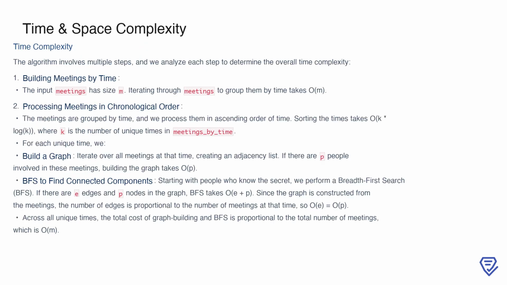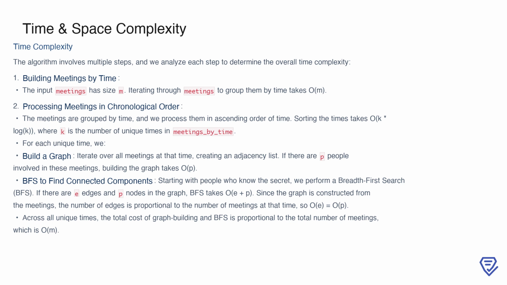To analyze the time complexity of the algorithm, we start by considering the different steps involved. First, we group the input meetings, which has a size of m, by their time. This step involves iterating through the meetings and takes m time. Next, we process these grouped meetings in chronological order. Since the times are grouped, sorting these unique times requires k*log k, where k is the number of unique times.